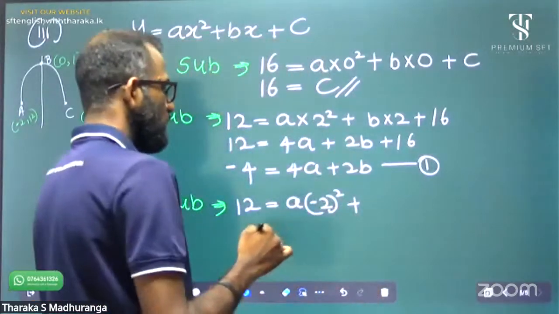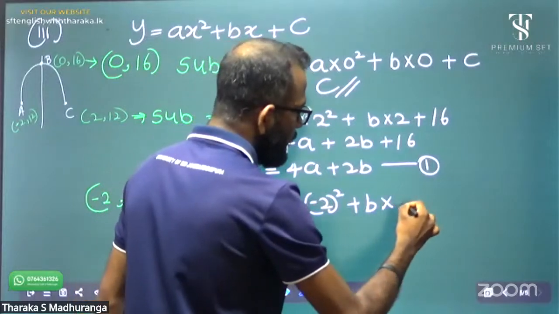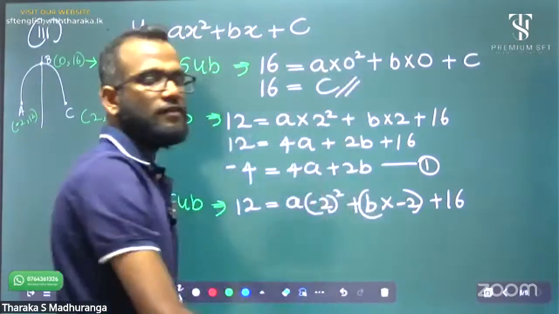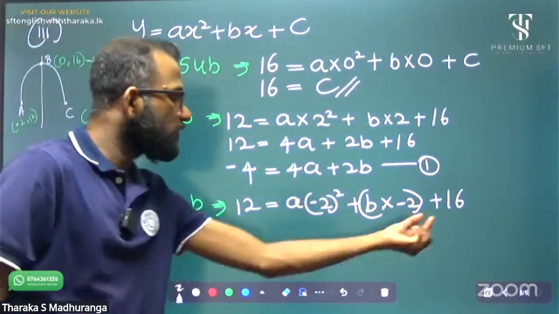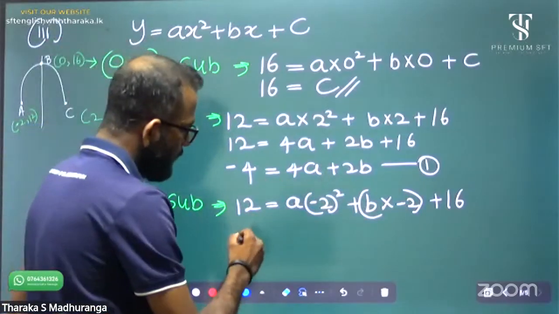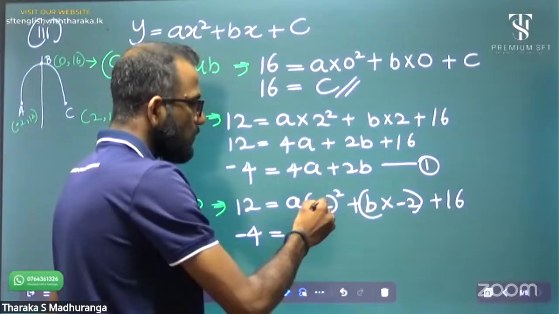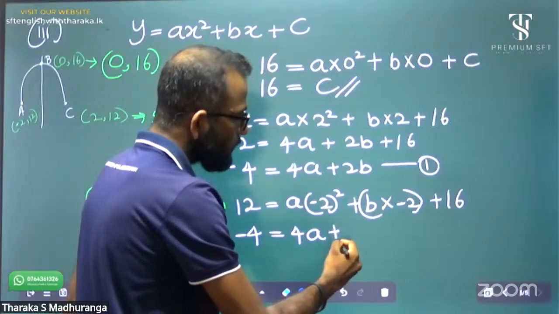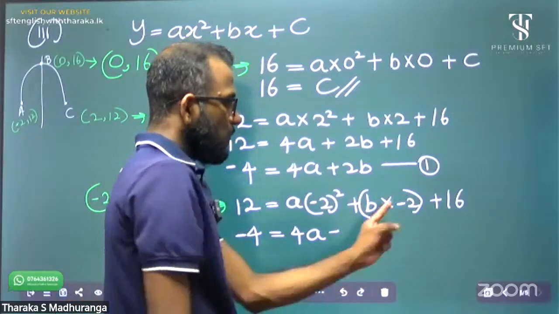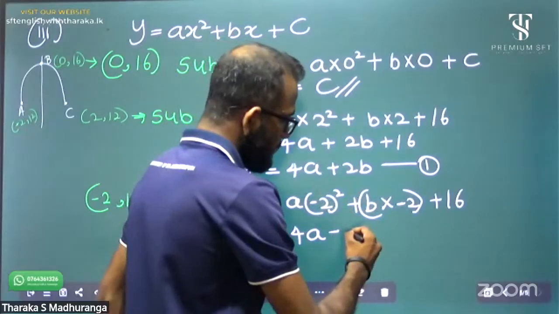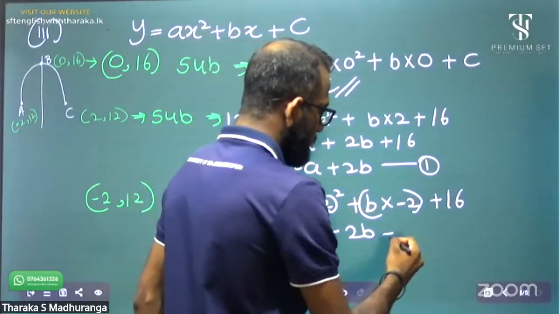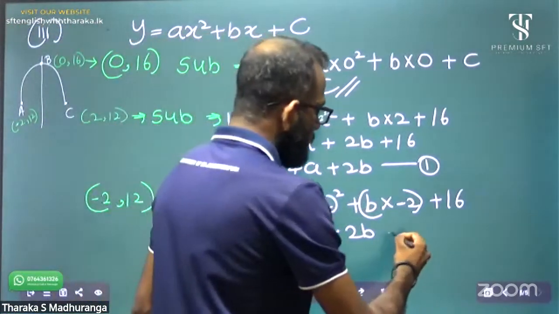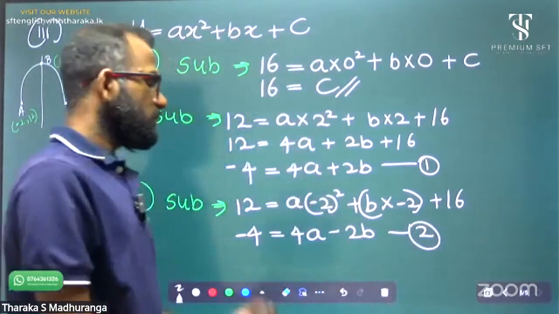Plus bx, b into minus 2, plus 60, because c equals 60. Right? Now 16 gets into this side: minus 4 equals 4a plus, minus 2 into b, minus 2b. 16 we took to this side. It is minus 4. Think of it as my second equation.